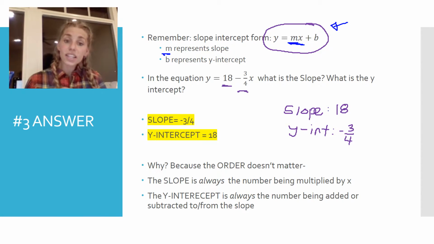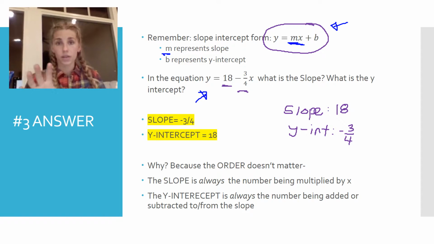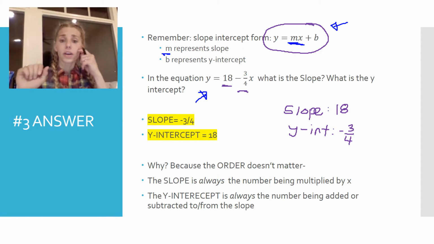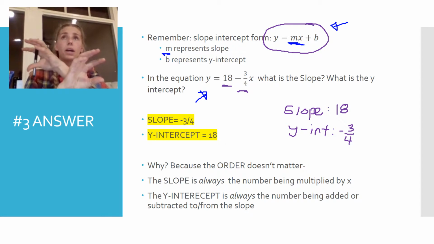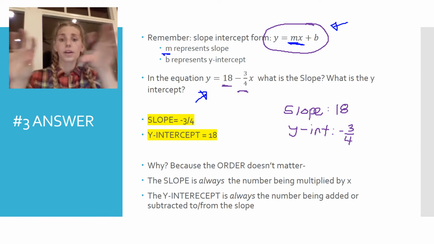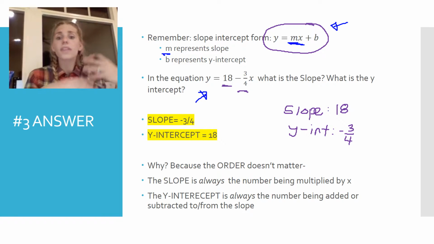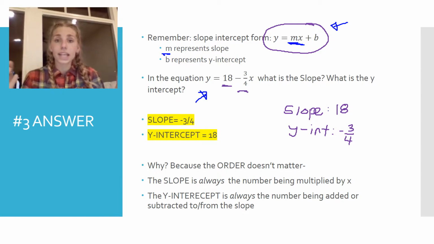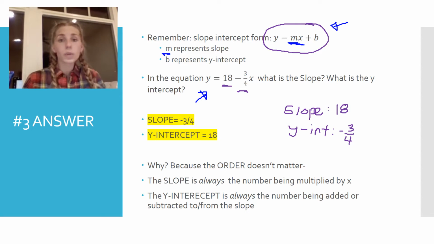The equation is in this form because we have y on its own and everything else is on the other side. So this is slope-intercept form. The only difference is the commutative property of addition and subtraction is being used, and the numbers are being switched. So instead of having a negative 3/4 x plus 18, they've reversed it. But the value is the same. Nothing's been changed. They just put the x second instead of first. So don't let this trick you.